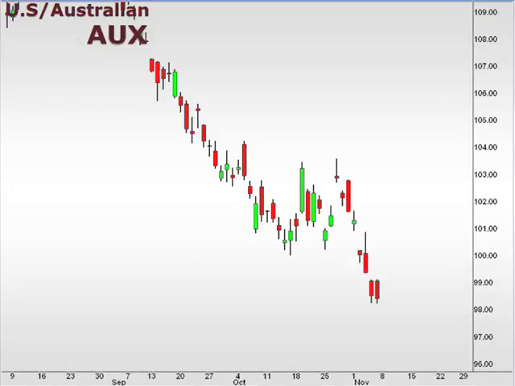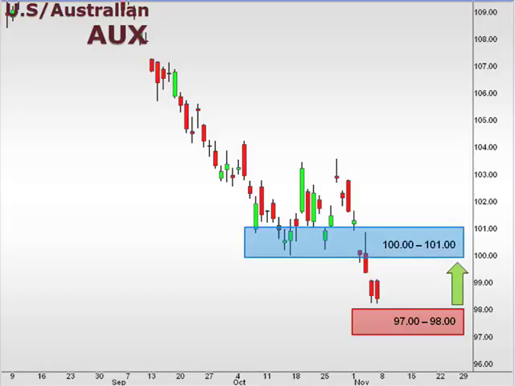Let's take a look at the U.S. versus the Australian dollar, as seen here in the ISE FX Options Pair Value AUX. Well, the U.S. dollar continued to slide lower against the Australian dollar, with the AUX now testing a measured support down at 98. Although the pair continues to trend lower, a bullish reversal candle at this level over the next couple of days opens the window for a test of resistance at 100-101.